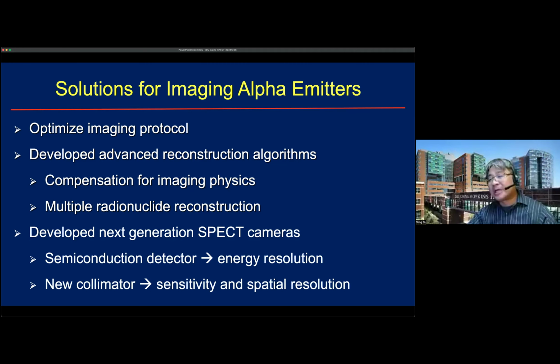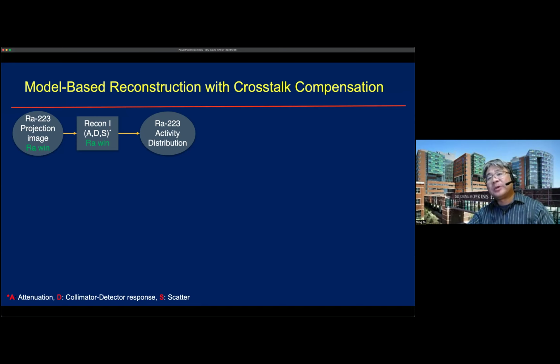So what we do is we develop those model-based reconstructions with the crosstalk compensation. Basically now, for example, the thorium and radium case. In thorium-radium imaging, we have two isotopes, one is thorium, one radium. First, we can record projection in the radium window. We can reconstruct them with a compensation for the attenuation, resolution, and scatter, which gives us the radium distribution. We can similarly reconstruct thorium projection data with correction for the attenuation, resolution, and scatter, which gives us the thorium activity.